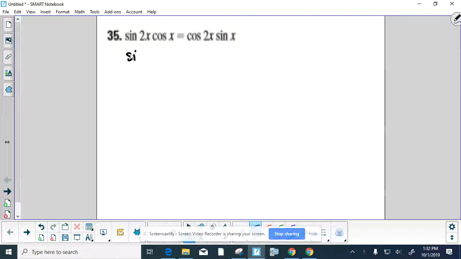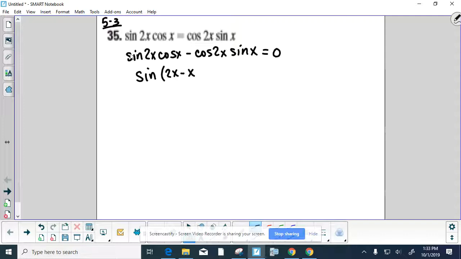So we're going to say sine of 2x cosine x, and this is from 5-3 homework, minus cosine of 2x sine x equals 0. And then I'm looking at this and I'm saying, gosh, that looks like sine, cosine, cosine, sine. That sounds like an identity to me. It's like the sine of a difference, isn't it? So this would be the sine of 2x minus x equals 0. Do we agree with that?